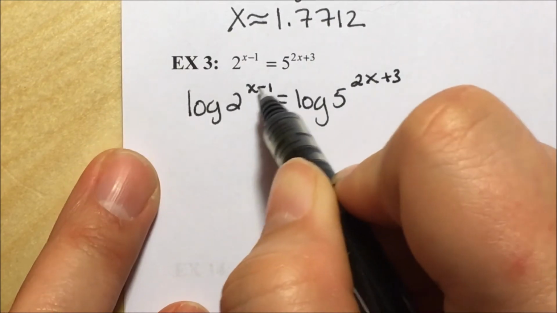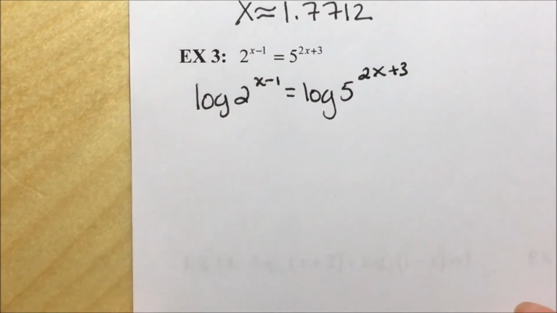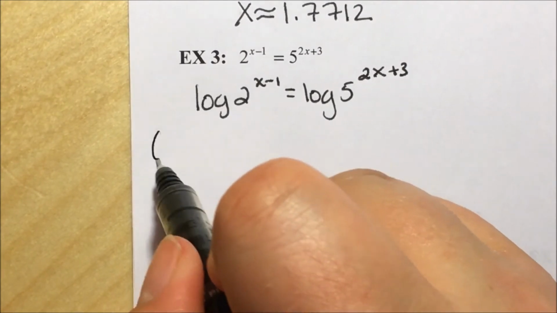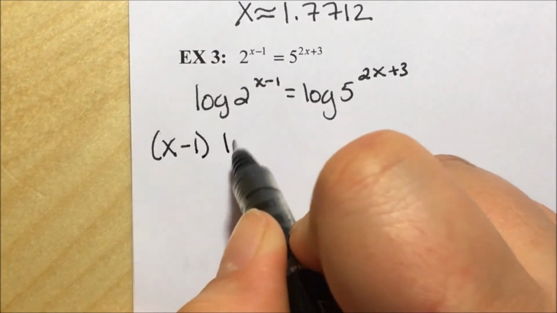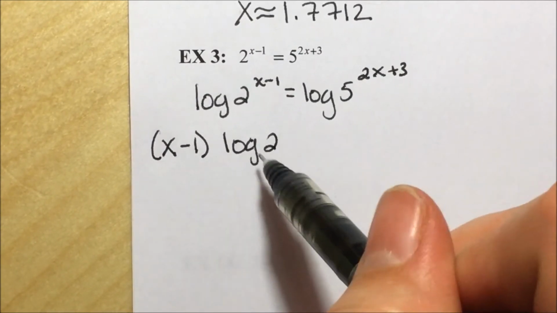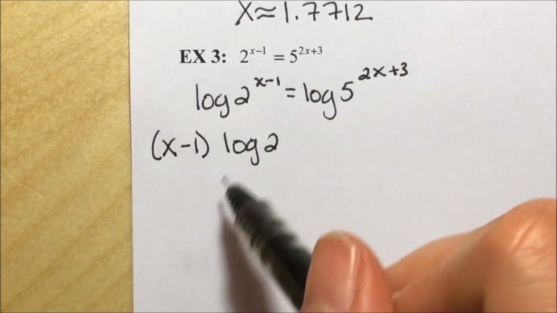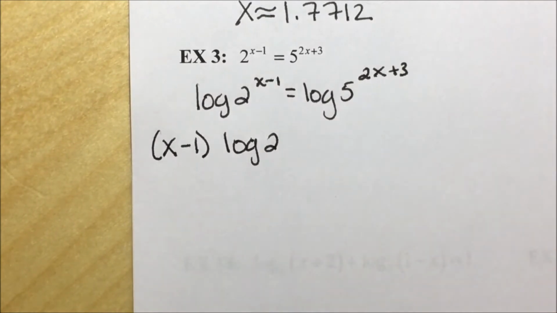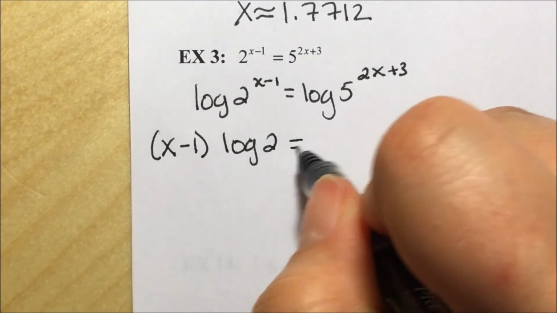And this allows me to pull those exponents down as coefficients. Now notice that here my exponent is a binomial, and that binomial is the coefficient of log of 2, which means we have kind of a distribution situation. You don't want to leave those parentheses off, because then it'll look like you only multiplied the log to the 1.